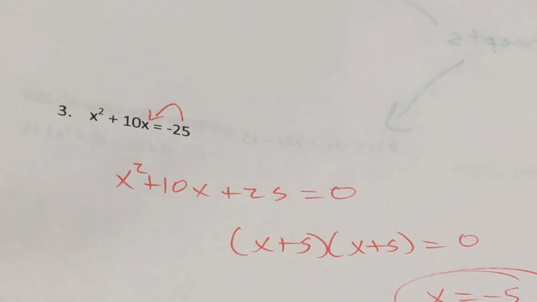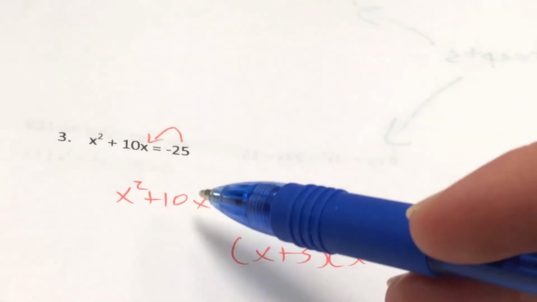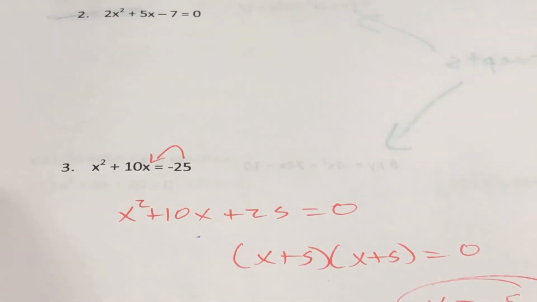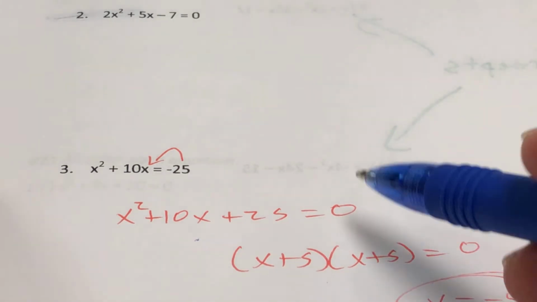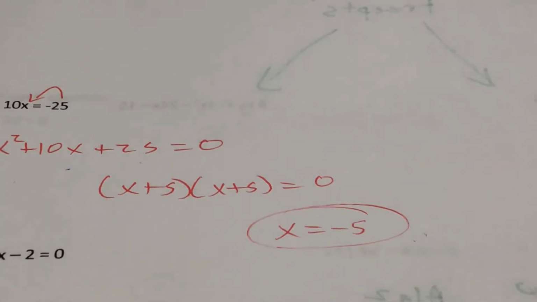On number 3, I'm going to move that 25 over again to solve this quadratic, especially when I have a middle term and I'm not taking square roots. I need this set equal to 0. Again, I'm looking for the x-intercepts, when it crosses the x-axis, when y is 0. Well, what multiplies to 25 and adds to 10? x plus 5, x plus 5, x equals a negative 5.